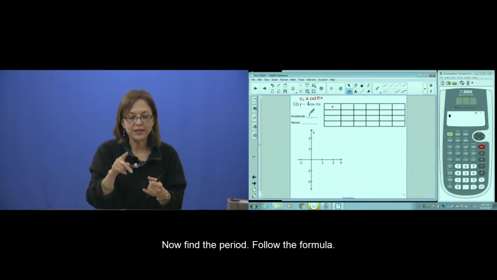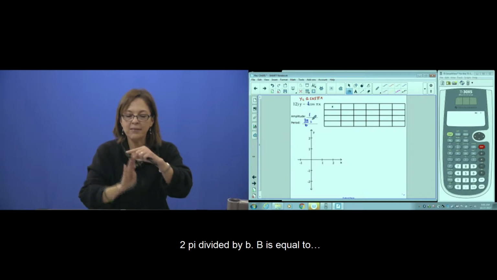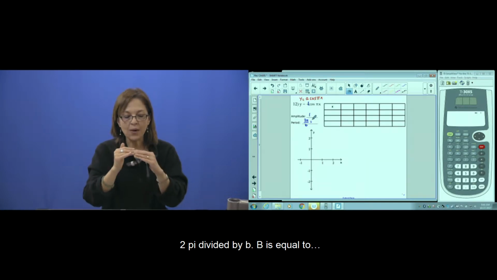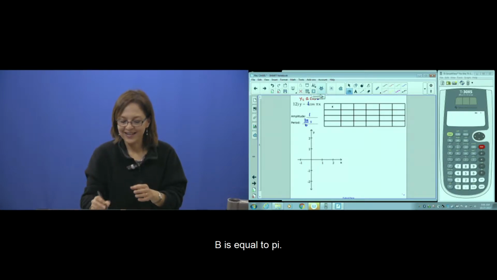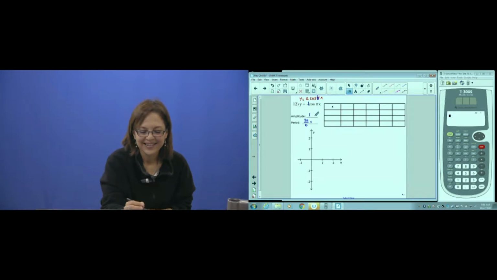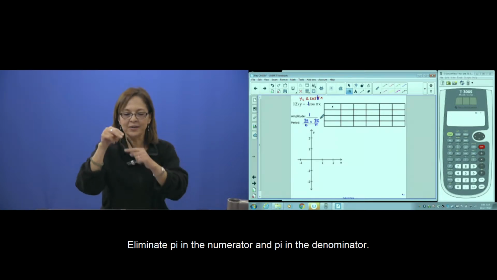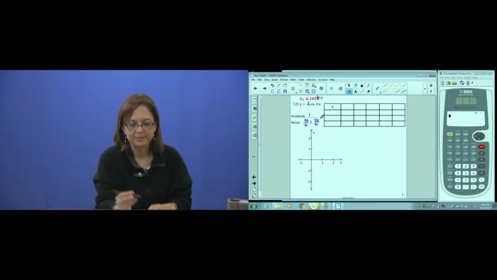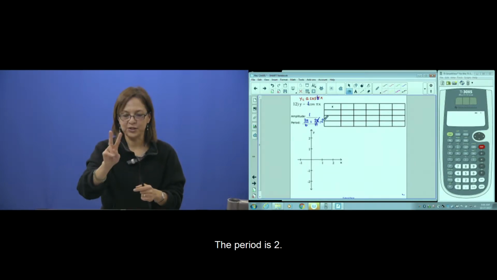Now find the period. Follow the formula: 2 pi divided by b. b is equal to pi. Eliminate pi in the numerator, pi in the denominator. And the period is 2.